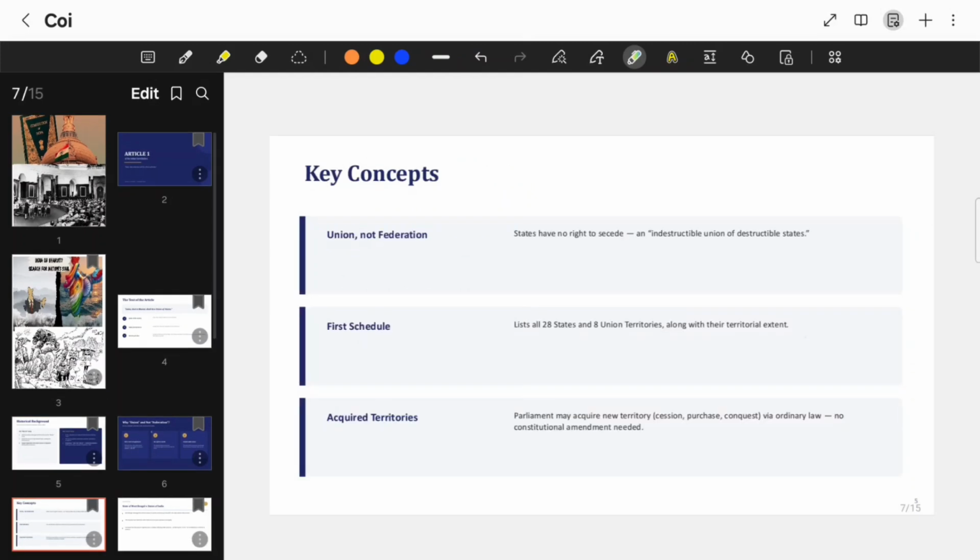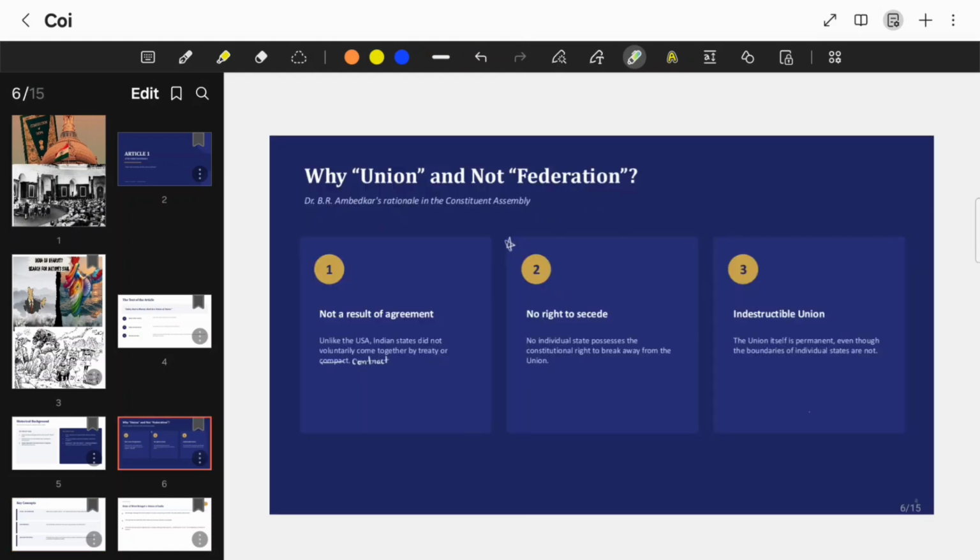Diving deep into the concepts, why didn't the constitution say federation of states like other federal countries do? Dr. Ambedkar addressed this directly in the Constituent Assembly. He gave specific reasons. Reason 1: India's federation is not the result of any agreement between states, compared to the United States, where the states came together voluntarily through a contract.